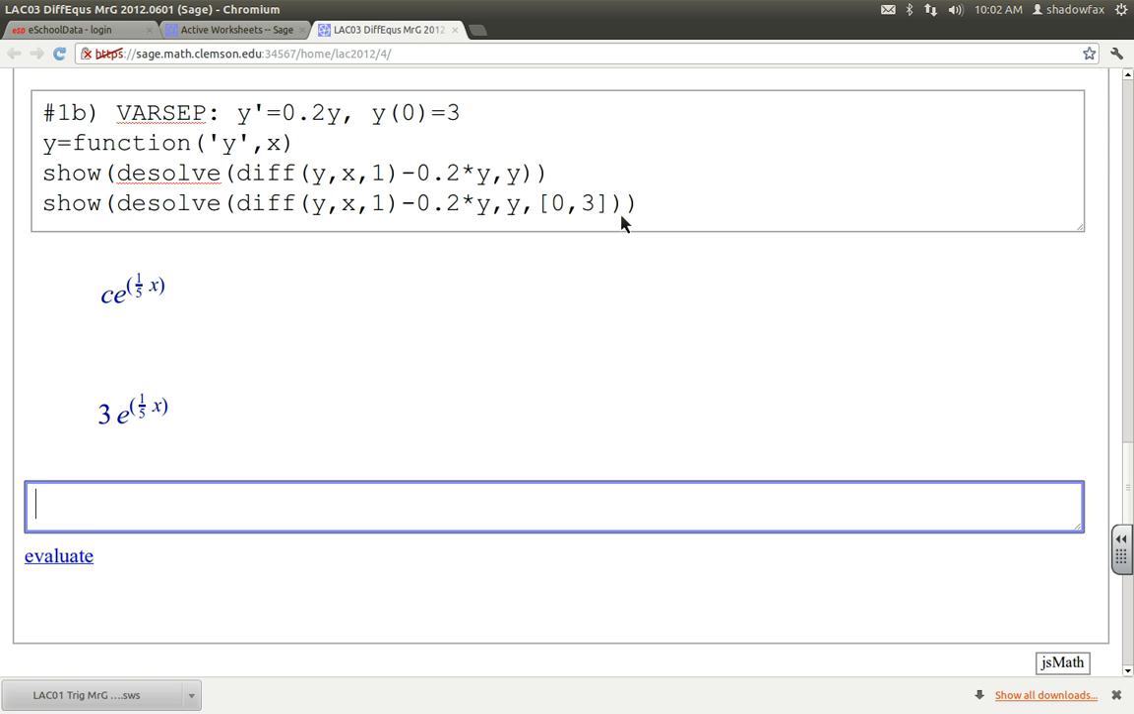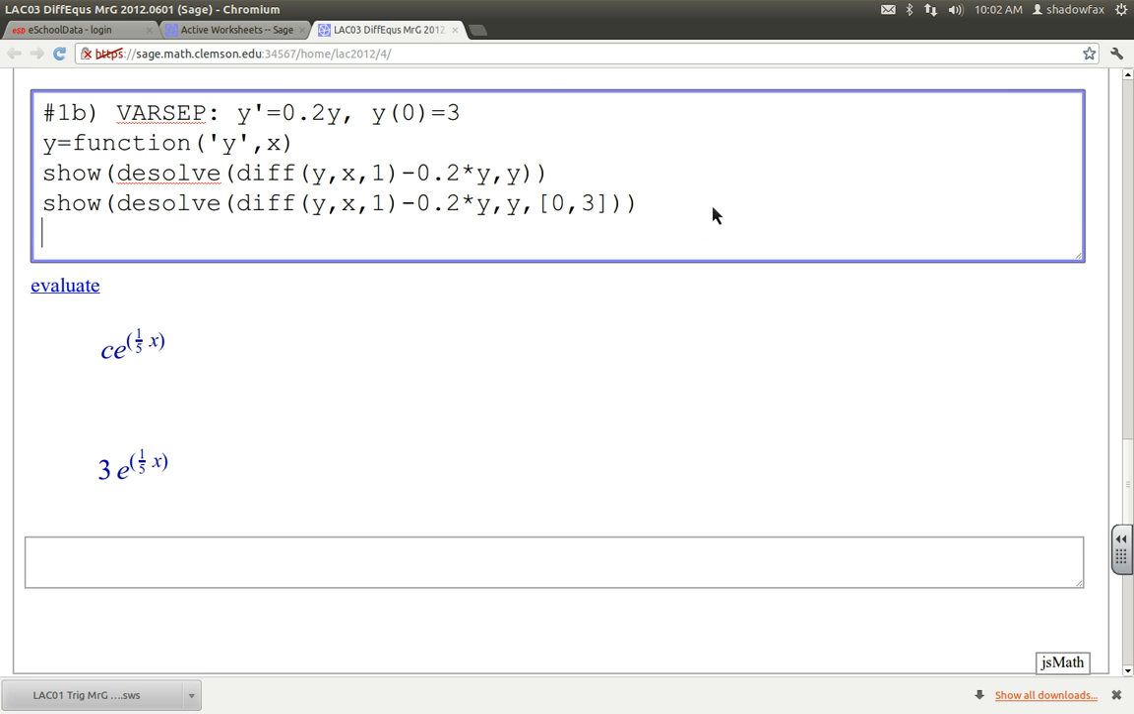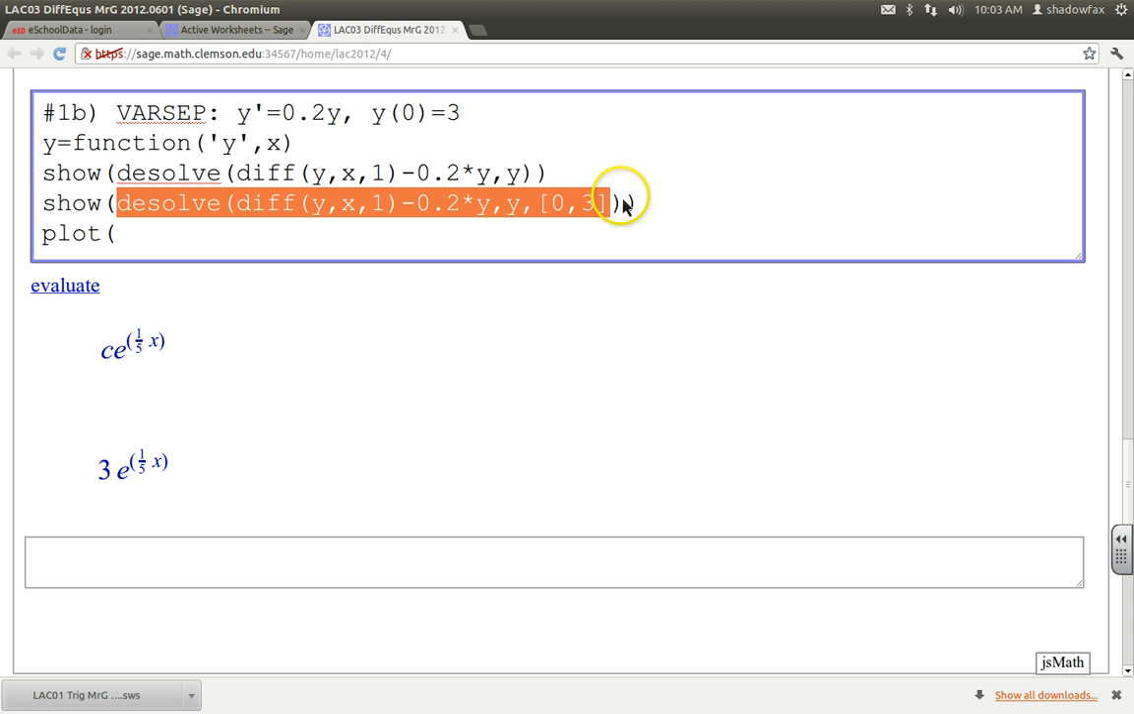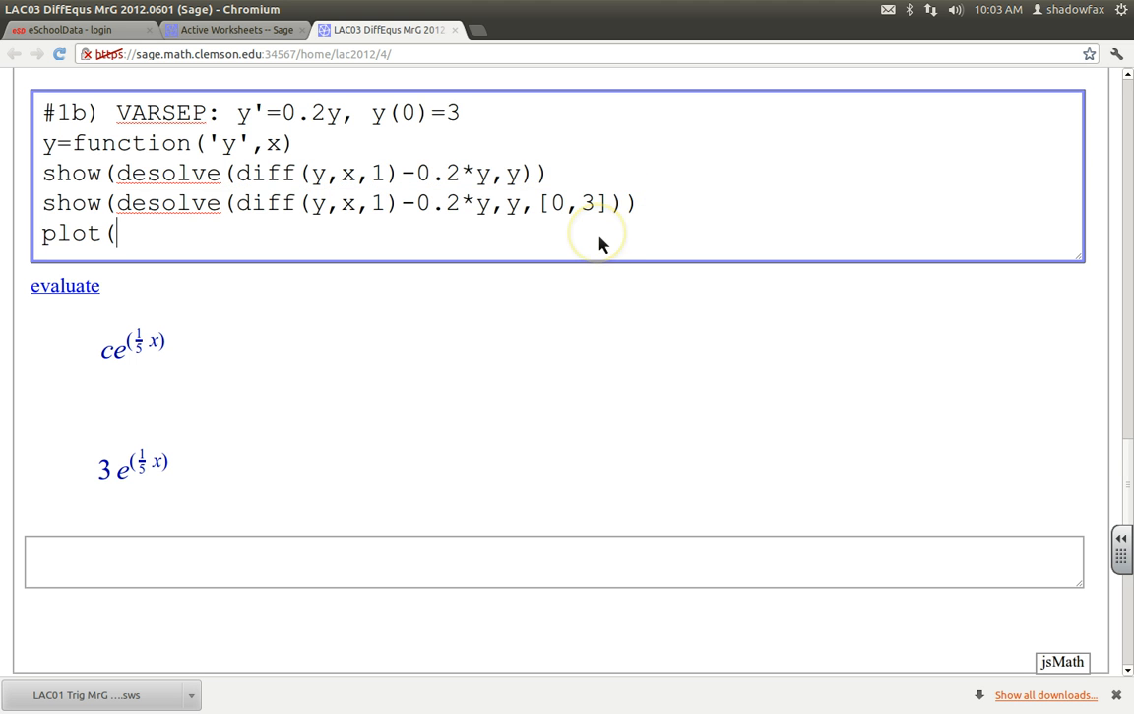Isn't the initial condition of y of 0 is 3 usually the constant? If you plug in 0, you get 3, right? Yep. Okay. Can we graph that? Let's graph that. All right, plot. Now this is just a normal plot, not plot vector field. What am I plotting? Well, I'm going to plot this. Just highlight it, Control C, then Control V.